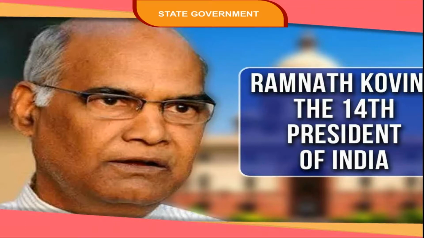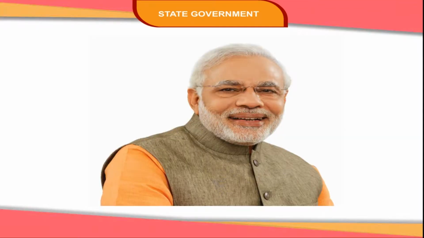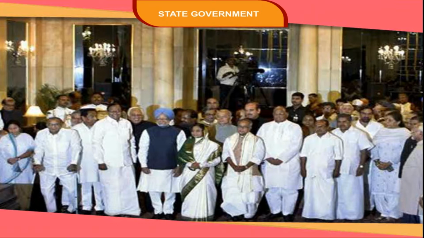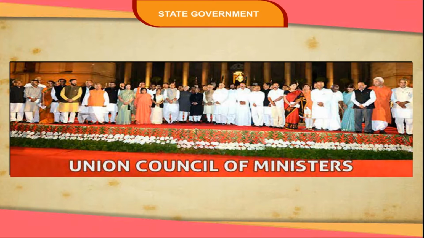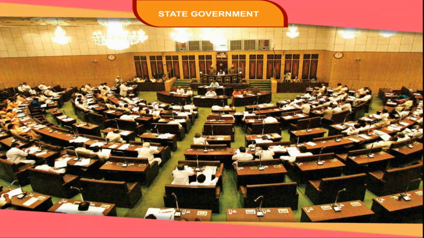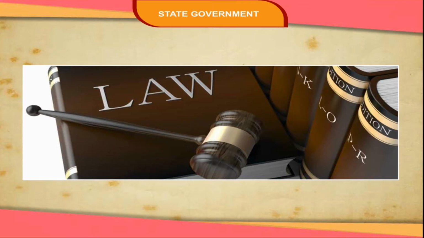Just as we have the President, the Prime Minister, and the Council of Ministers working at the center, we have the Governor, the Chief Minister, and the Council of Ministers at the state level. As the Union Legislature, Parliament, enacts laws for the entire country, the state legislature enacts laws for its own state. It makes laws on the subjects mentioned in the state list and concurrent list.